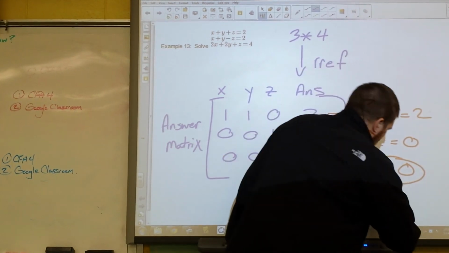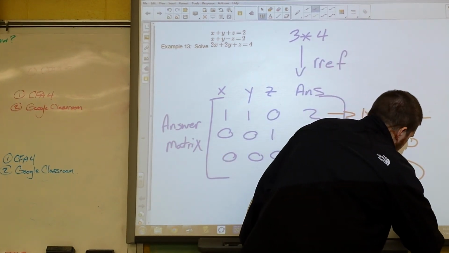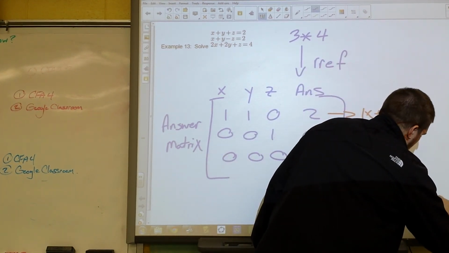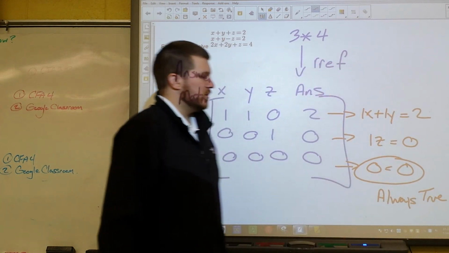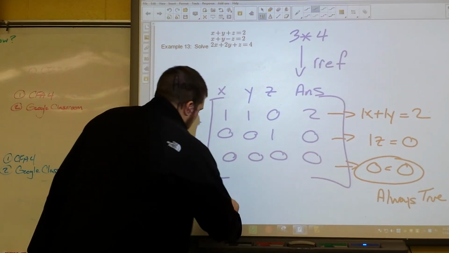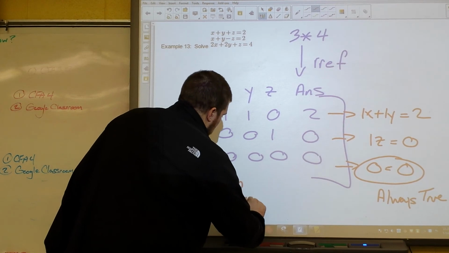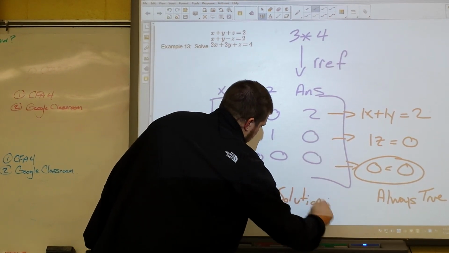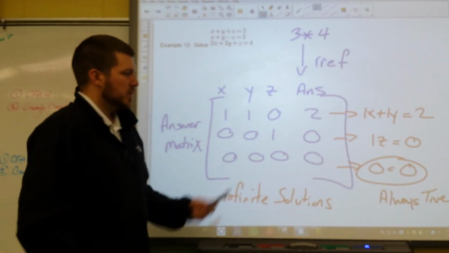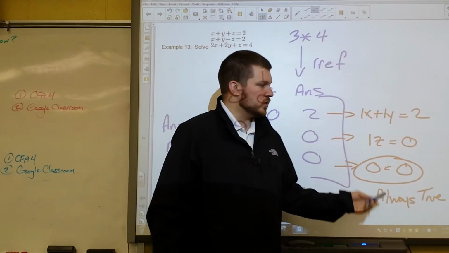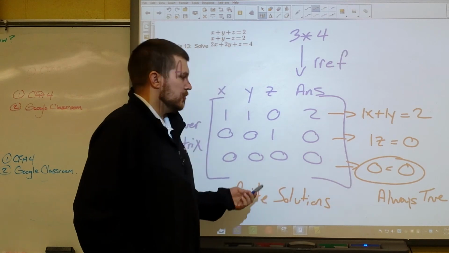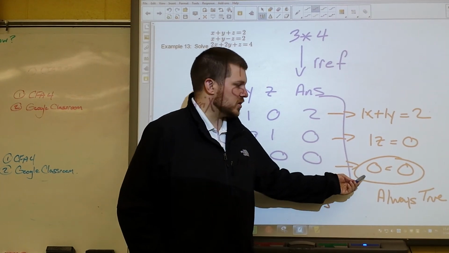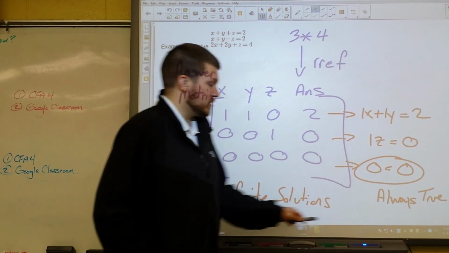But this part is always true. I know 0 is always equal to itself. So when you run out of variables and you end up with something that's always true, that means infinite solutions. Okay? So in the previous example, we had 0 equals 1, something that's never true. In this example, we have 0 equals 0, something that we know for a fact is always true. So always true means infinite solutions.